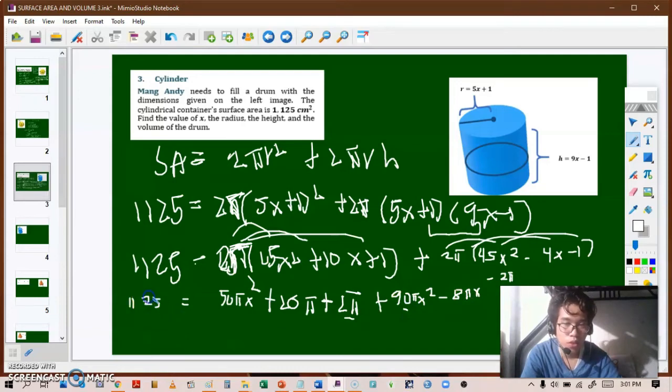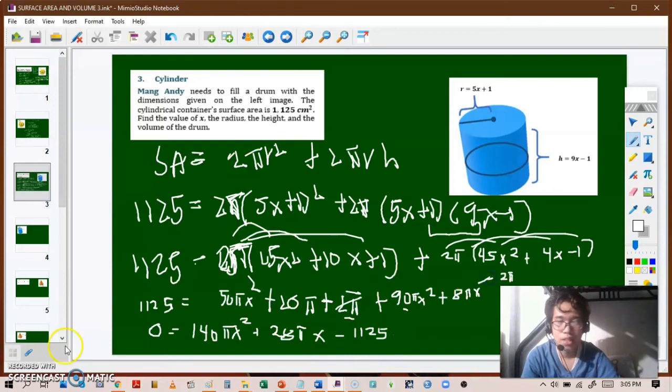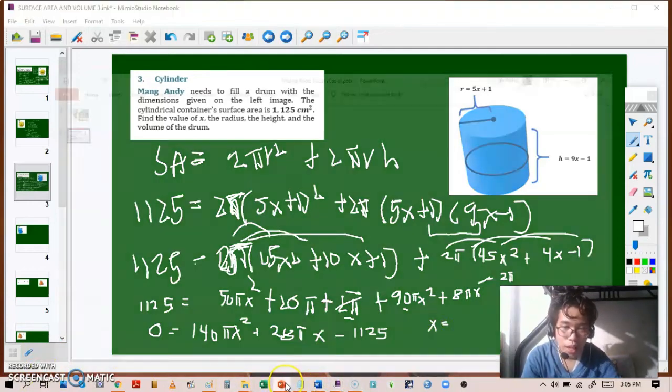And we need to transfer this constant to the other side. That's going to be 0 is equal to 140 pi x squared, when we add 50 pi and 90 pi, plus 28 pi x, when we add 20 pi and 8 pi x, and then minus 1,125, because the 2 pi and 2 pi will cancel out. And then from here, we can now solve for the roots of x, so we can find the value of x. So again, I'm going to show you guys the steps.